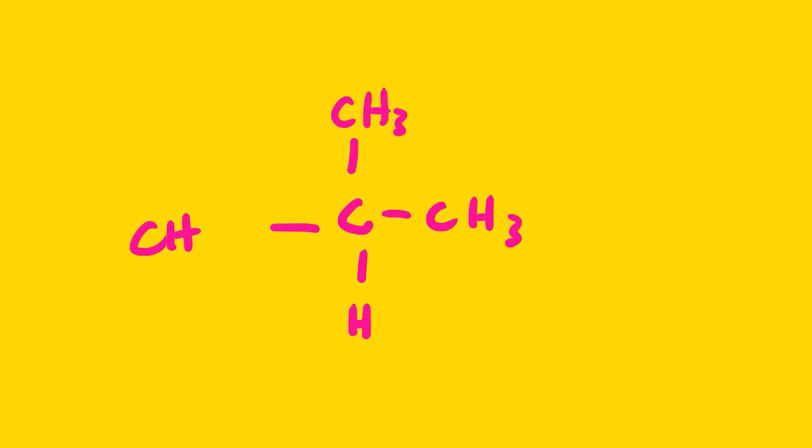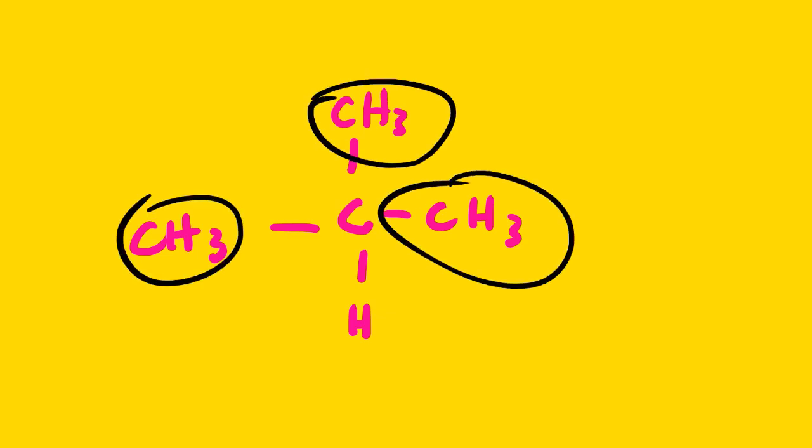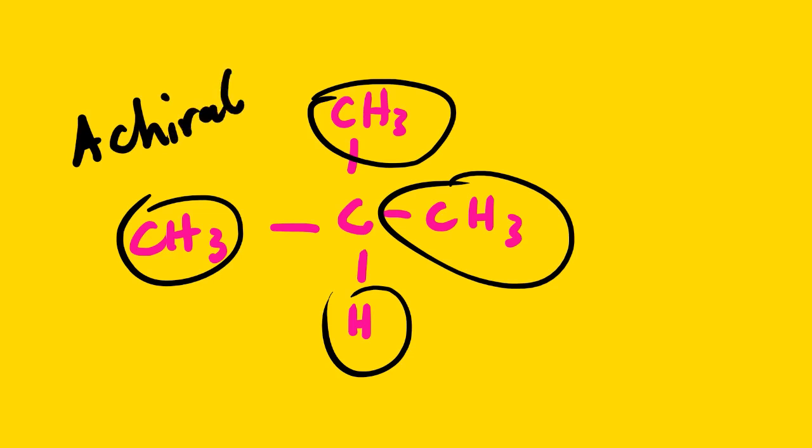Now look at this particular molecule. Is it chiral? Does it have a chiral center? Remember that the easiest way is simply to identify 4 different groups. But in this case, you can see that we have 3 identical groups, which is different from this one. So it has only 2 different groups, and in this case it doesn't have a chiral center. So we say it is achiral.